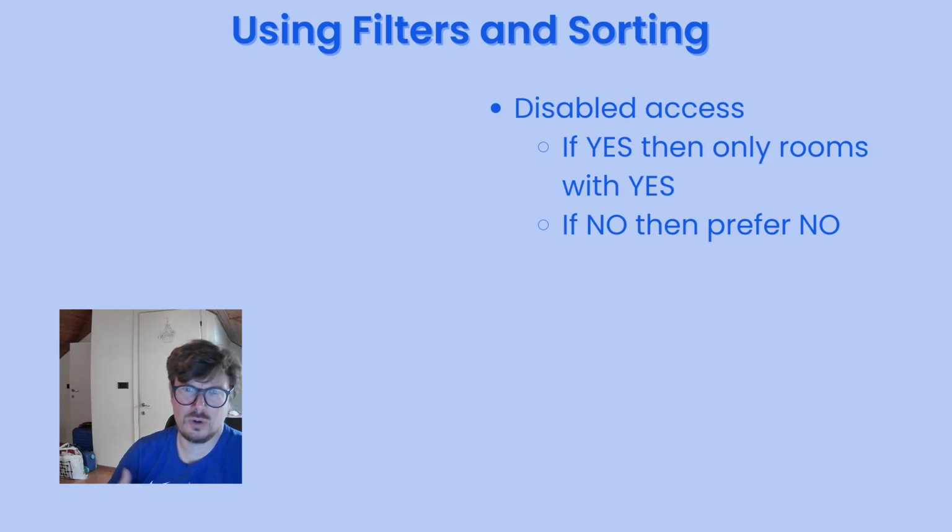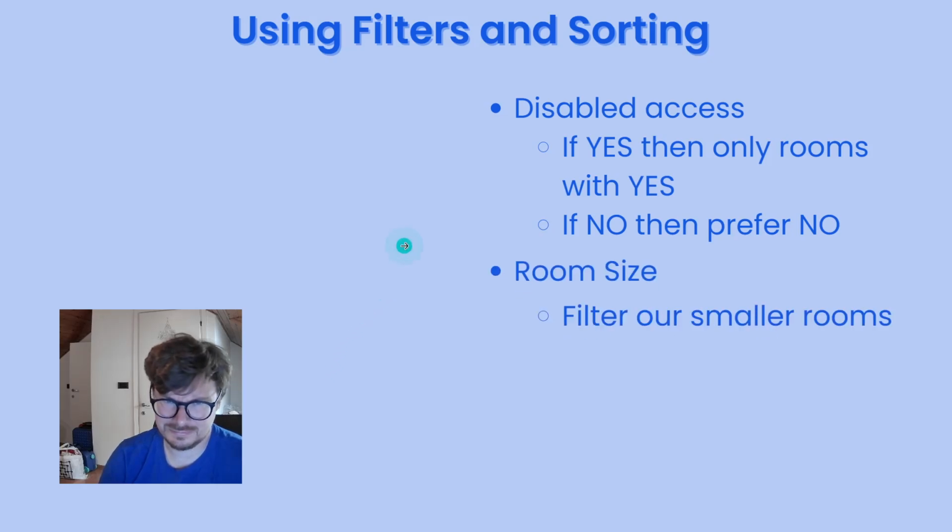And then if they don't require disabled access, we preferably assign a room where there's no disabled access, so we can reserve those rooms for if a booking came in which did require disabled access. But if disabled access rooms were the only ones available, then those are okay to assign.